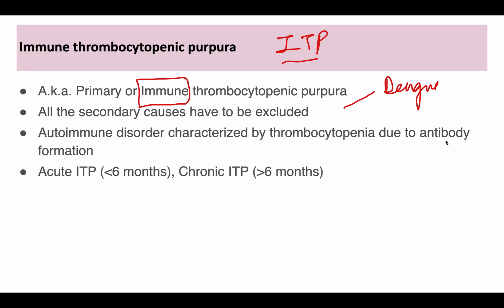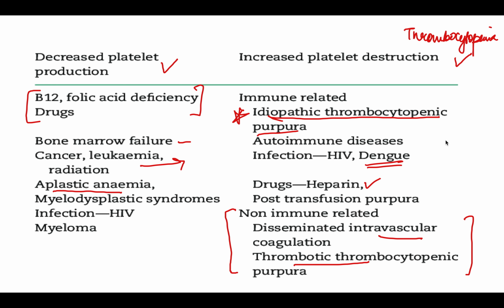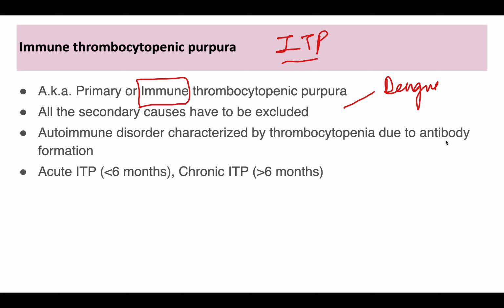Other reasons for thrombocytopenia, which I have already told you, like B12 deficiency, folic acid deficiency, all need to be ruled out before making a diagnosis of ITP. So what is it? It is an autoimmune disorder which is characterized by thrombocytopenia due to antibody formation. You have to remember the pathogenesis is autoimmune. Now there are two types of ITP. You have acute ITP, as in any acute process, the duration is less than 6 months, and chronic ITP, the duration is more than 6 months.